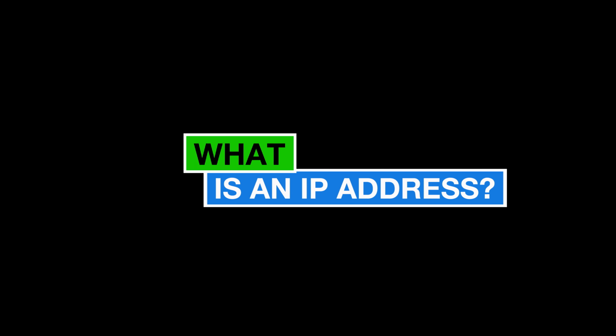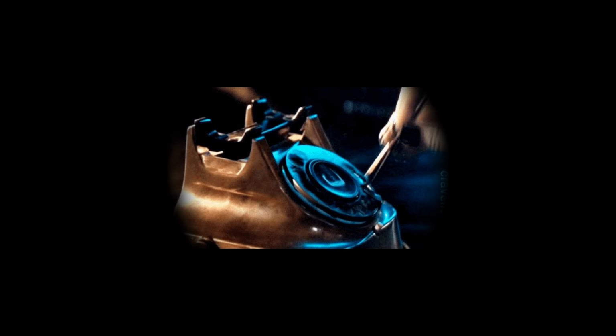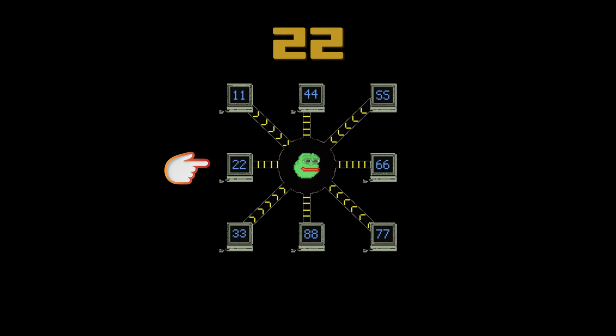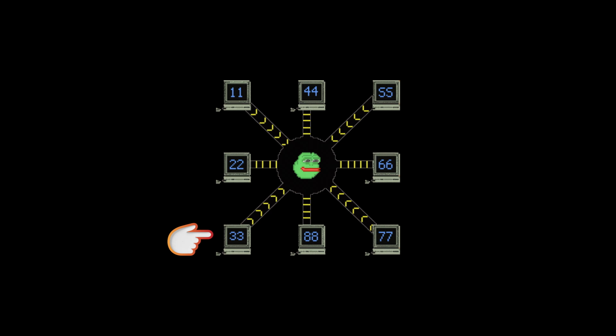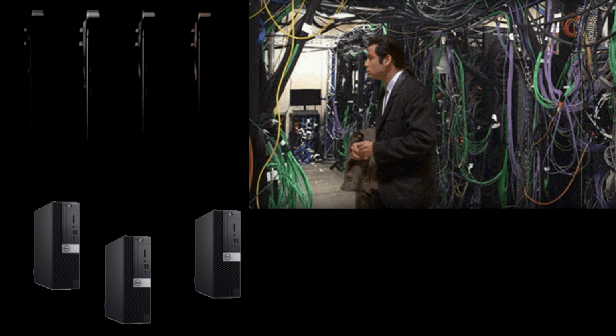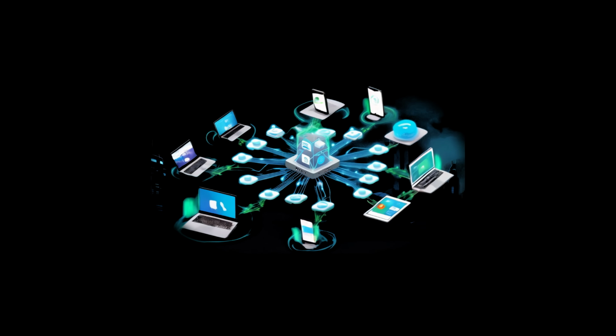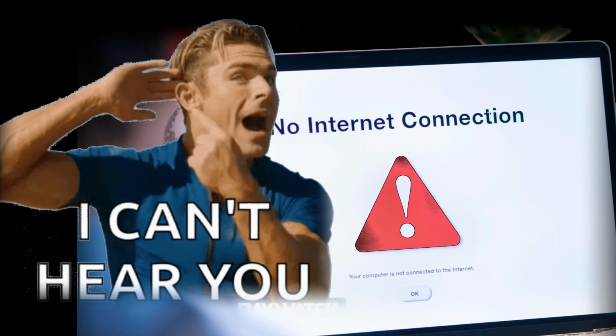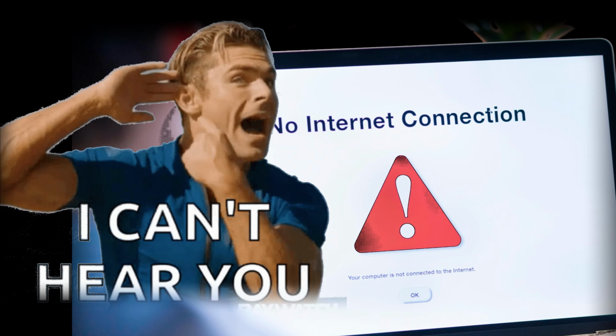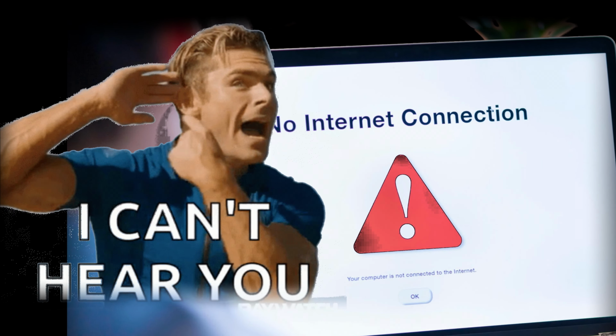What is an IP address? We all know that. An IP address is like a phone number for our devices. It's a unique numerical identifier assigned to all things connected to a network, such as computers, smartphones, and servers. It allows them to communicate with each other. Without the IP addresses, those devices wouldn't know how to send or receive information.